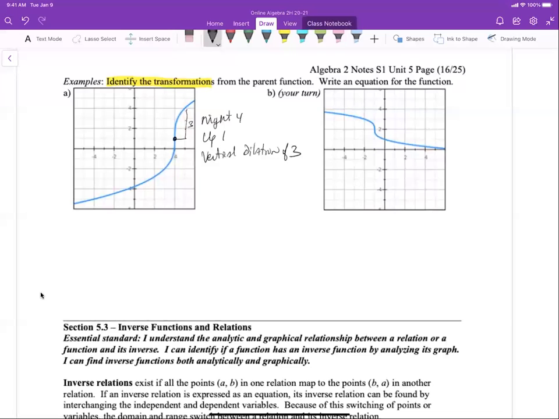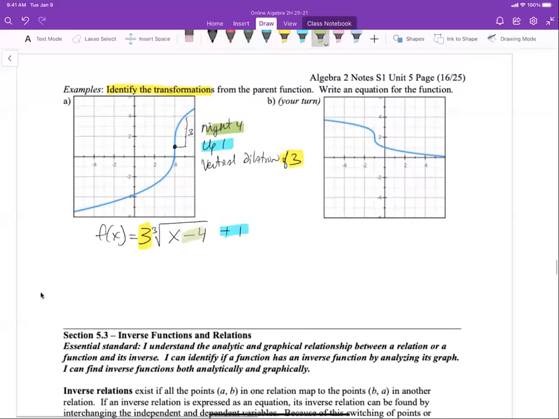So now I've got to write my equation. And so f of x is equal to, so I have the cubed root of x. I've gone to the right 4, so I have to subtract 4 underneath the radical, and I've gone up 1, and I have a vertical dilation of 3. So here is my vertical dilation of 3. Here is my up 1, and here is my right 4.